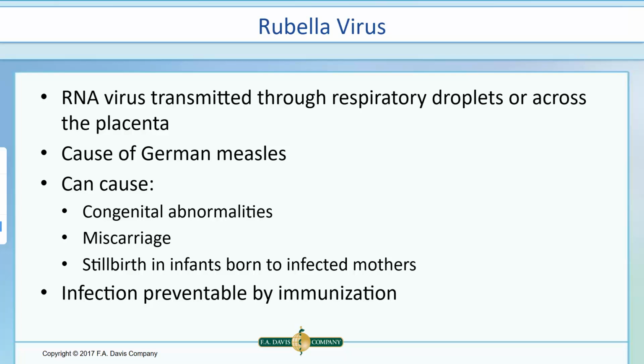Rubella virus. It's an RNA virus transmitted through respiratory droplets or across the placenta. It's the cause of German measles and can cause congenital abnormalities, miscarriage, and stillbirth in infants born to infected mothers. Infection is preventable by immunization.